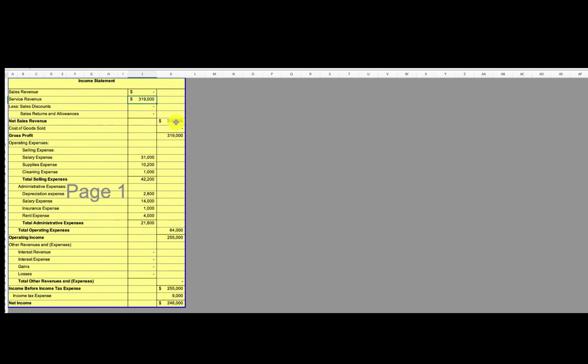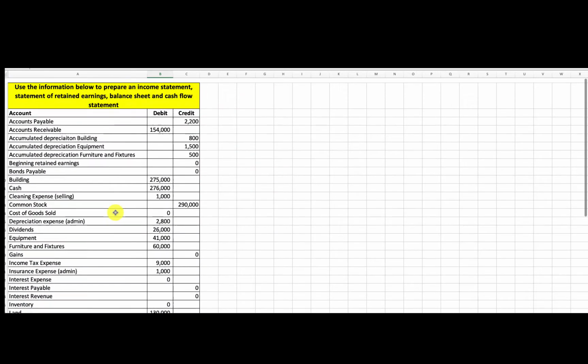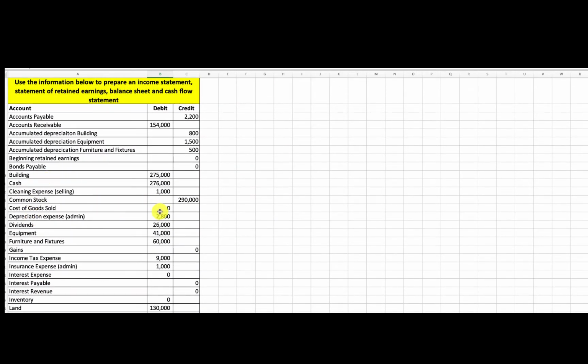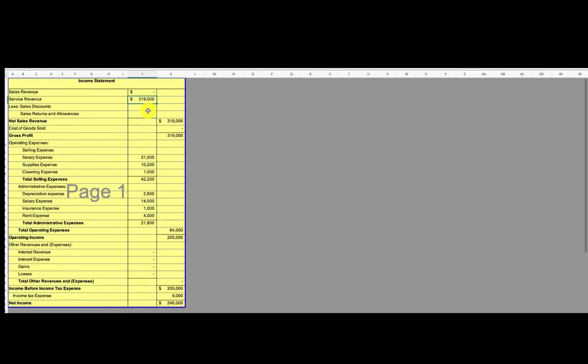All right. And then I go to cost of goods sold. So I just go over to the trial balance and I look for cost of goods sold, and cost of goods sold is 0. So I bring that over as 0, and net sales minus cost of goods sold gives me a gross profit of $319,000. All right. So now we can do operating expenses.